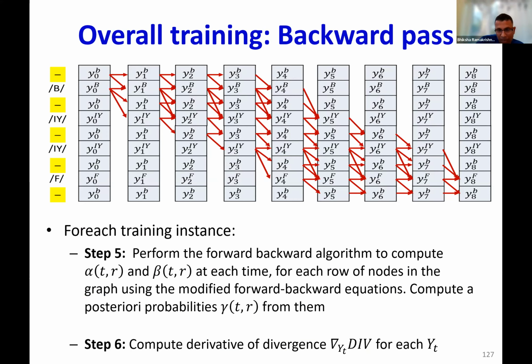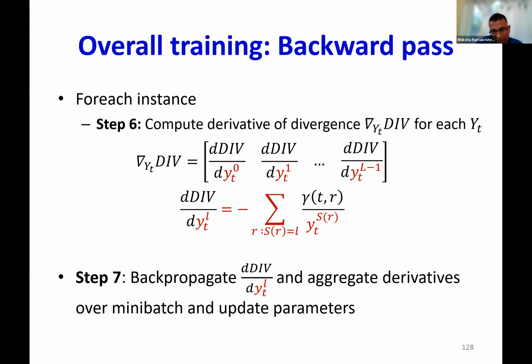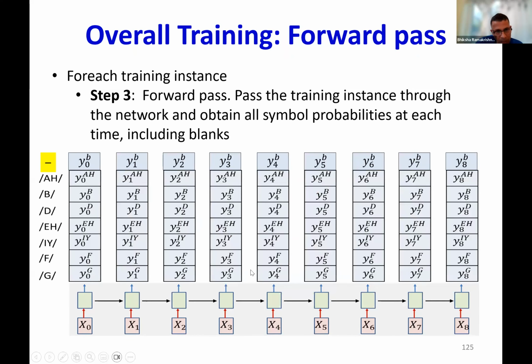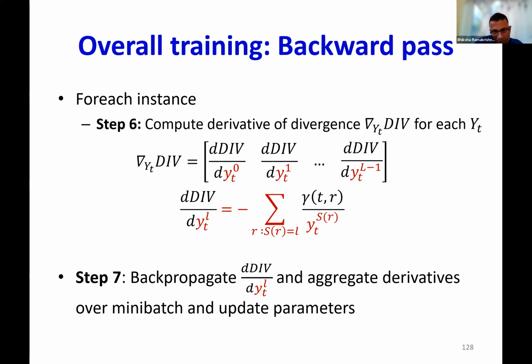And so once you compute the gammas, you can compute the derivatives. We saw how this is done earlier, right? The derivative with respect to the output probability for any symbol is going to be simply the sum of the gammas over all the rows which include that symbol, divided by the probability of the symbol itself, the negative of this term. And once we have this derivative, which is the derivative of the loss with respect to this vector of probabilities, that can be back propagated through the network. Any questions?